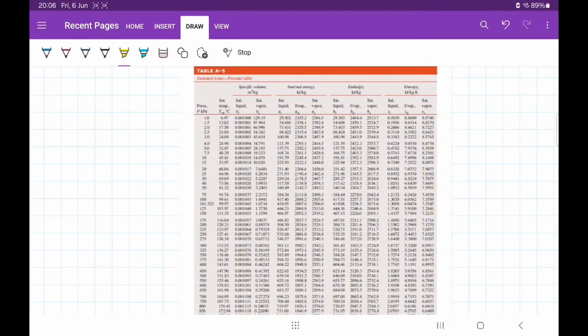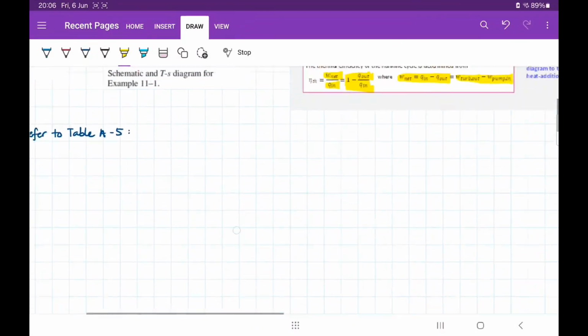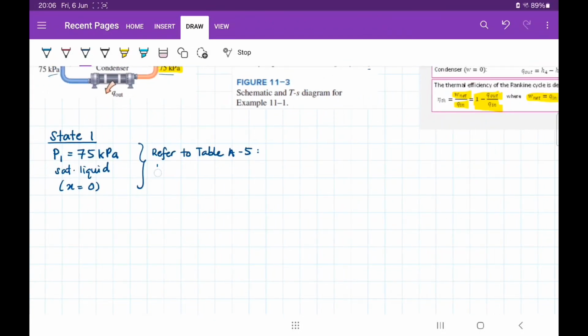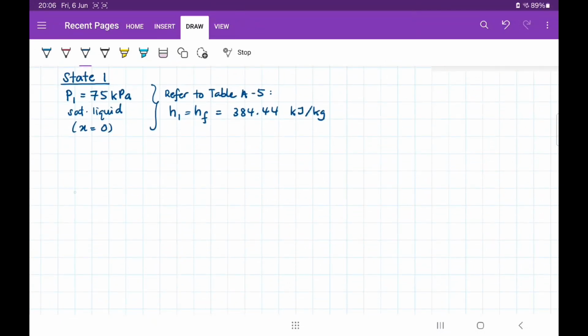When we go to table A5 at 75 kilopascal, my enthalpy for saturated liquid is 384.44 kilojoule per kilogram. So h1 is equal to h sub f, which is equal to 384.44 kilojoule per kilogram. Now we can move on to state 2.